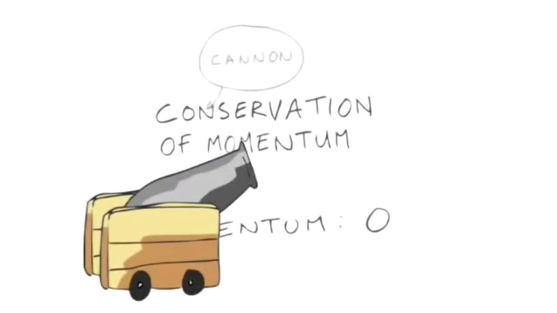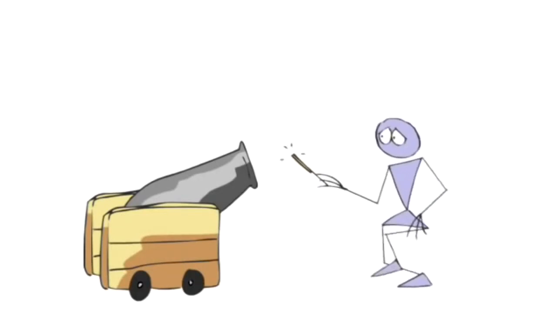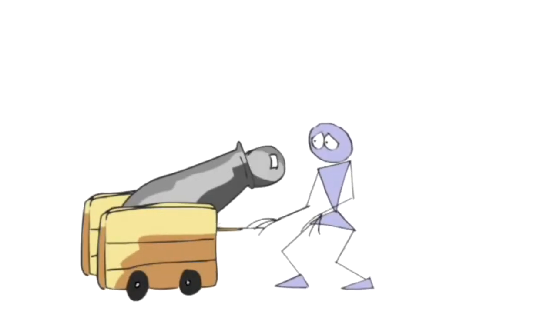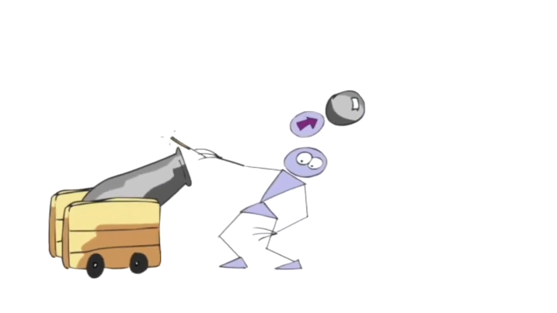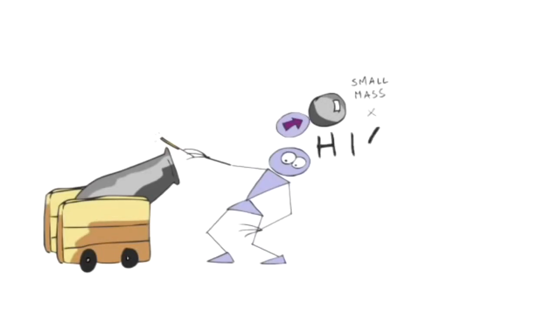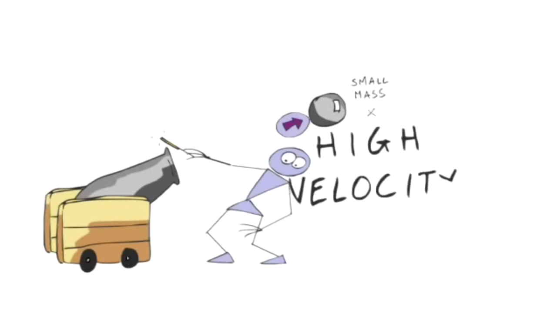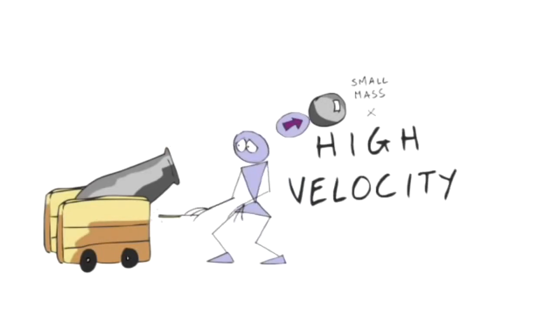Let's look in more detail at the cannon. Total momentum before the gun fires is 0. Nothing is moving. After it fires, the cannonball is moving forwards. That's momentum in a forwards direction. The cannonball has small mass and large velocity. Momentum in the backwards direction will cancel this out.